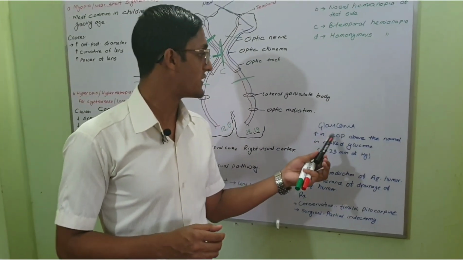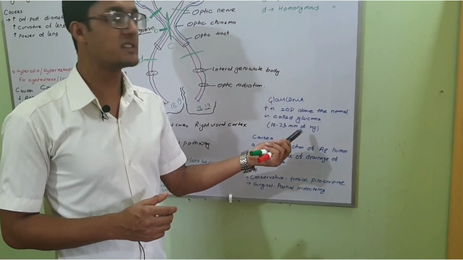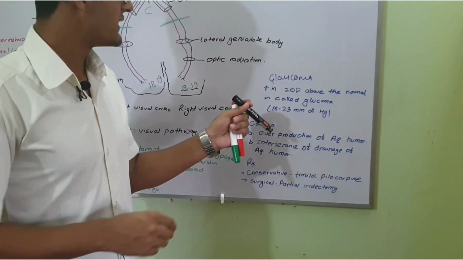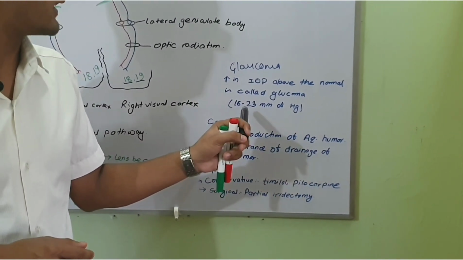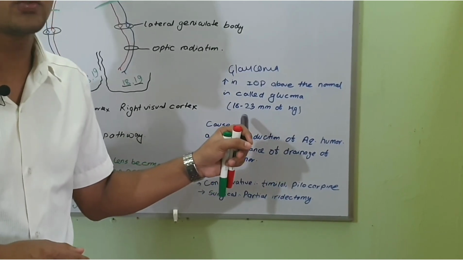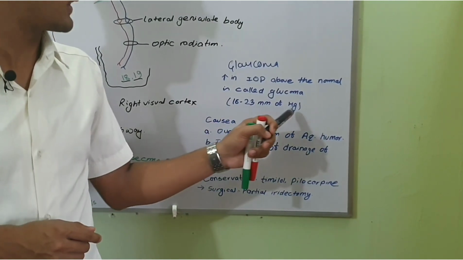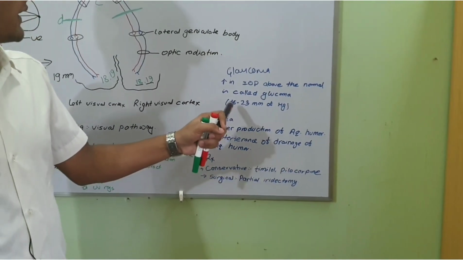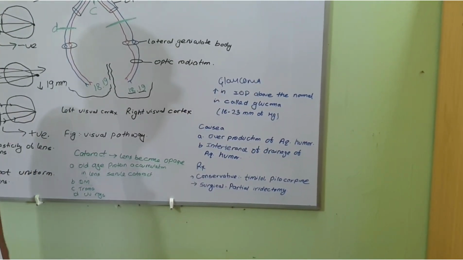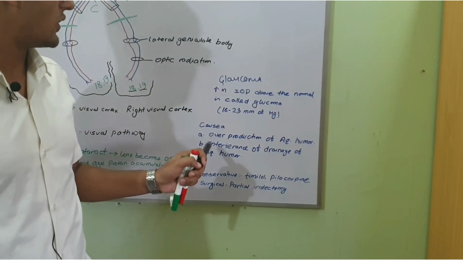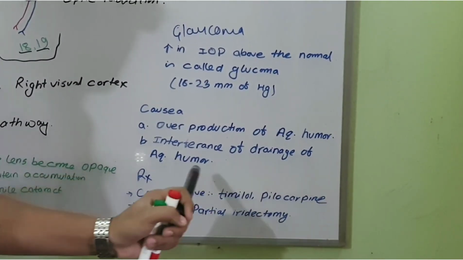Now let us come to glaucoma. Glaucoma is a clinical condition characterized by increase in intraocular pressure. The normal intraocular pressure in an adult human eye is 16 to 23 millimeter of mercury. This intraocular pressure is exerted by aqueous humor. If this pressure is increased, then this is called glaucoma. Mainly the causes of glaucoma are overproduction of aqueous humor and interference in the drainage of aqueous humor.